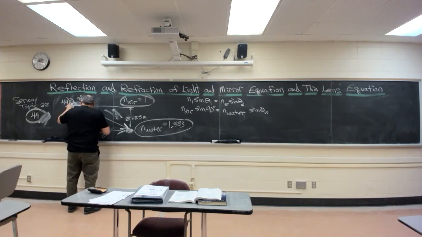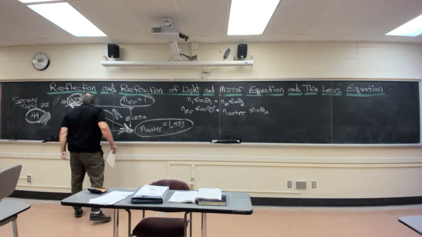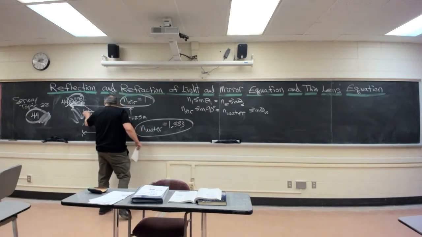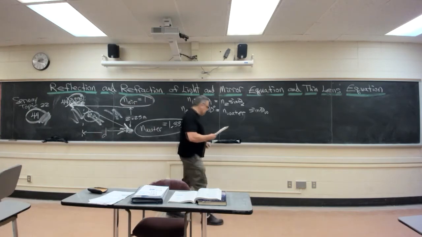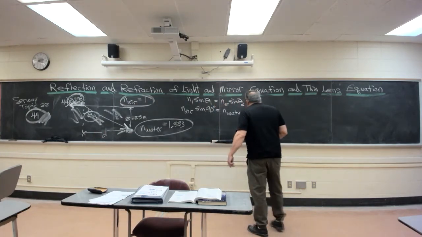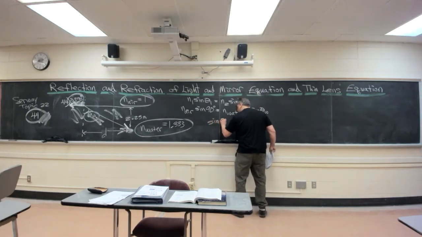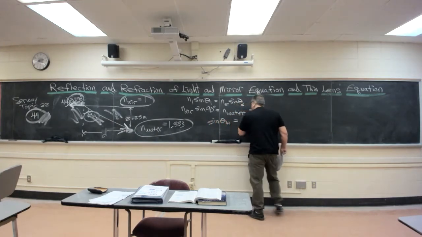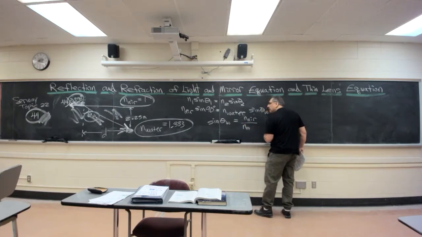Theta air is equal to 90 degrees. Theta W, I don't know what it is, but I need to know what it is, so then I can just play trigonometry. Let's just do it. Sine theta W equals N air over N water.